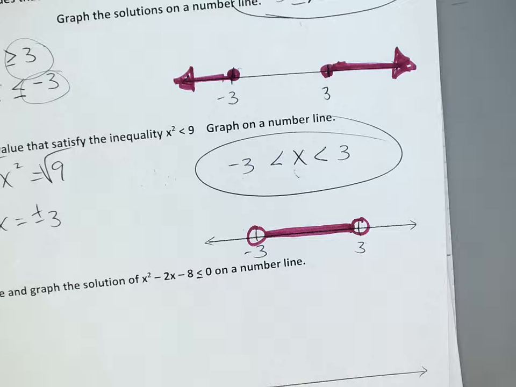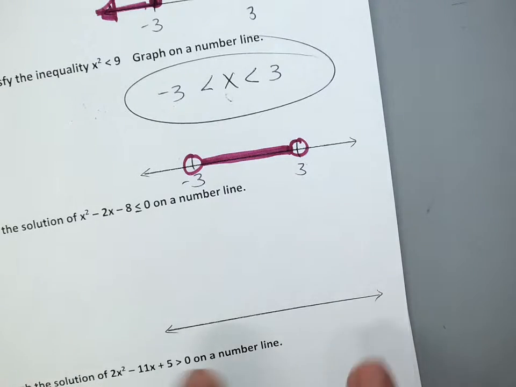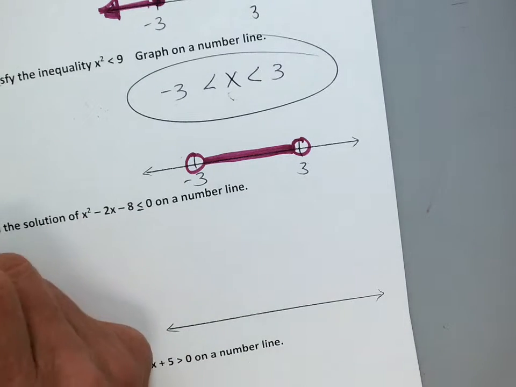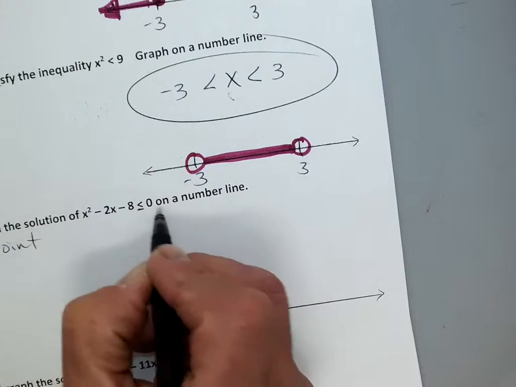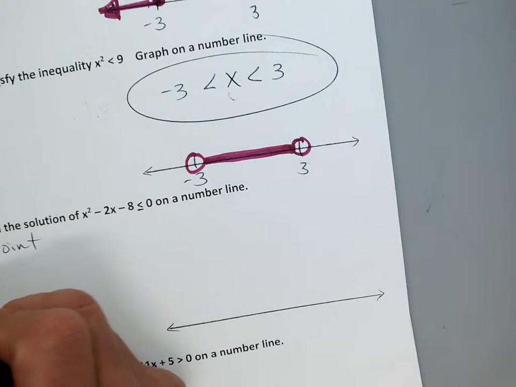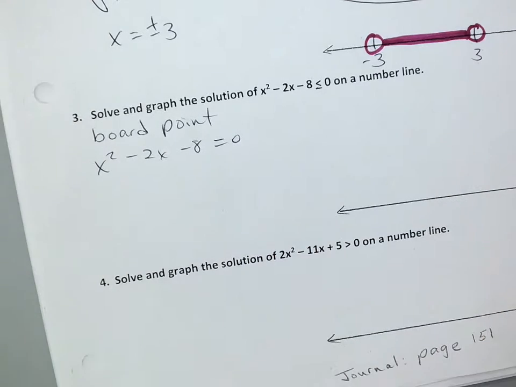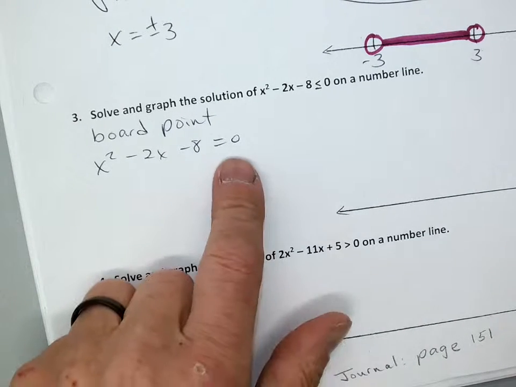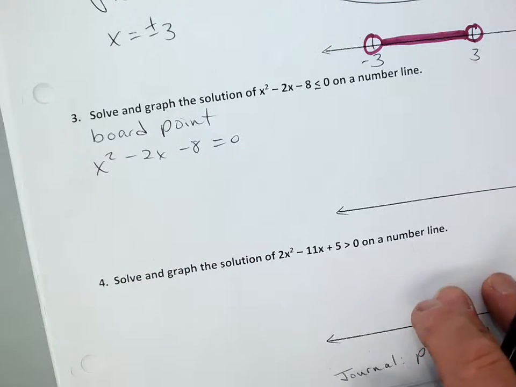Yep. Okay, now, number 3. To do 3, what I want to do is find these border points first. And the border points are where it equals 0. So I'm going to take my x squared minus 2x minus 8 and set it equal to 0. The border points are where I put my dots. And to get my dots, I set it equal to 0 and solve. Well, I'm going to have to factor. You guys with me? Factor.